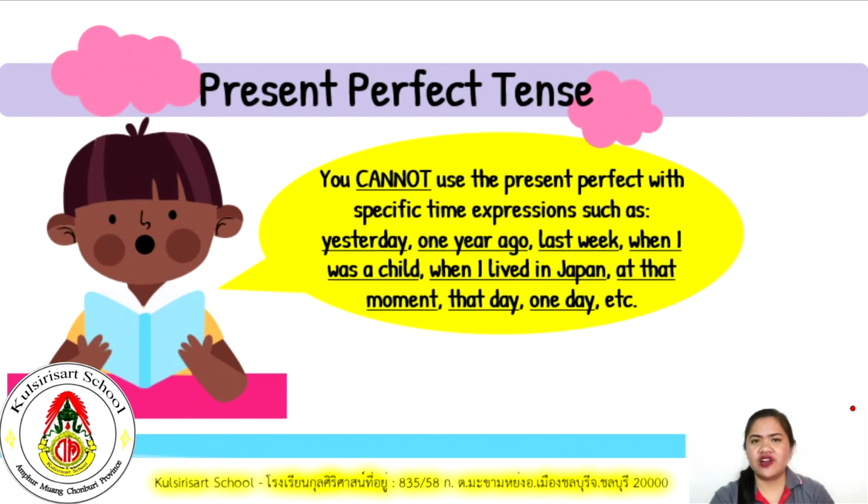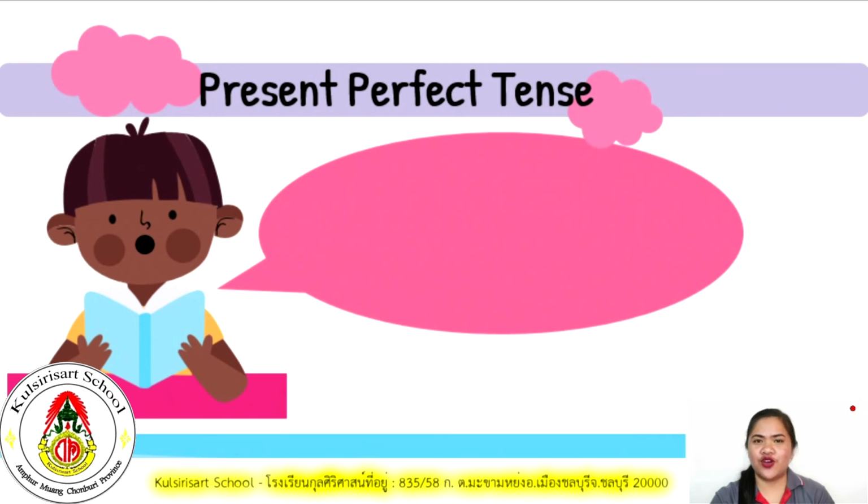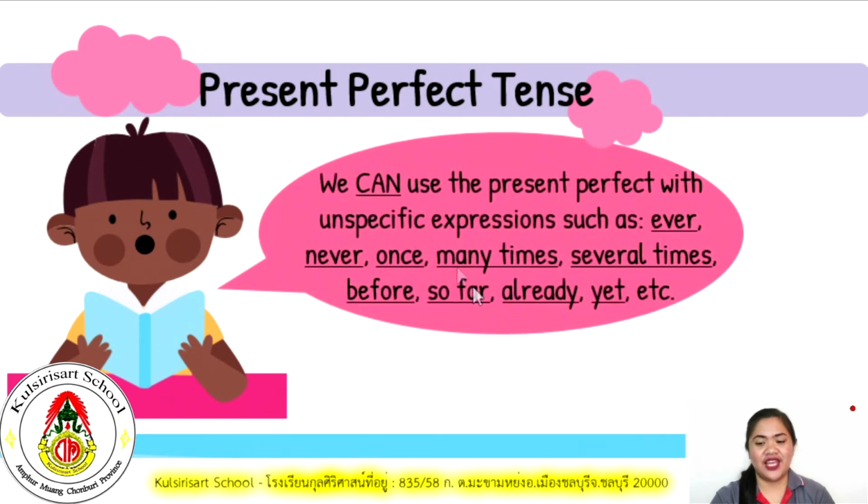Meaning, if you are not sure of the time and you are just talking about an action that happened before now, we are going to use present perfect tense. Now, let's move to another definition or function. We can use the present perfect with unspecific expressions such as ever, never, once, many times, several times, before, so far, already, and yet, and so on.